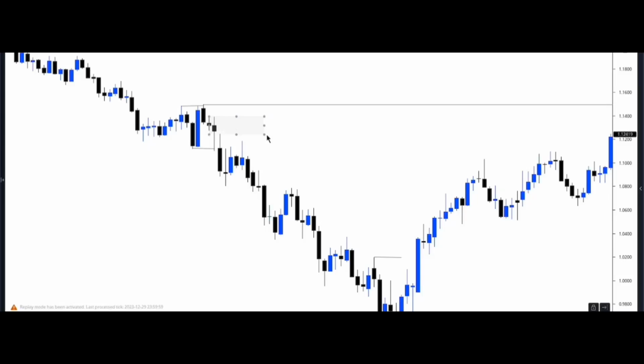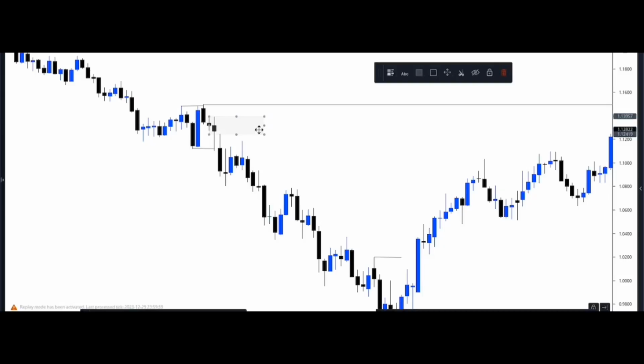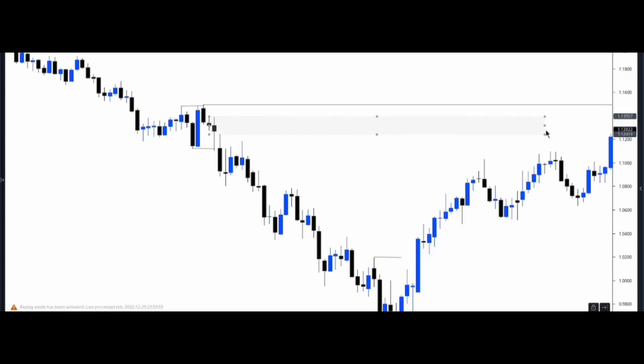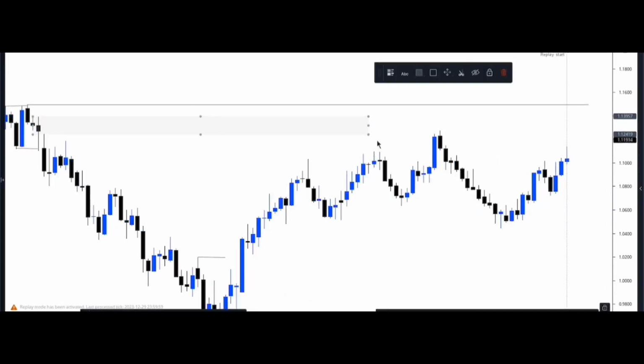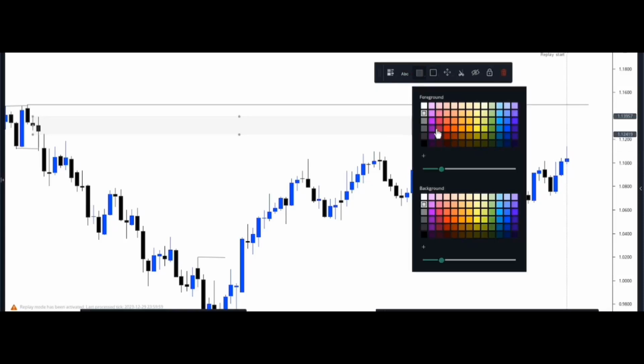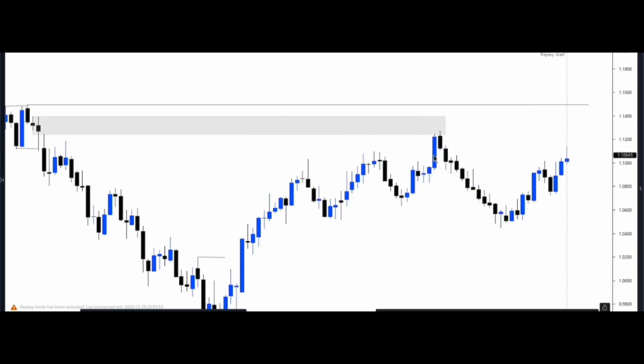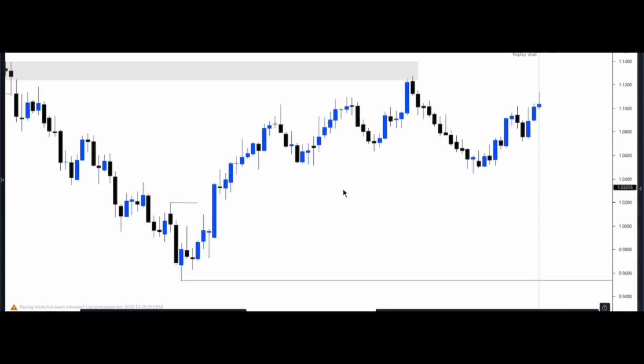Okay, so that becomes our OB in the market. In future, if price taps into it, we want to go short from there. So as you can see, price came into that OB and tapped into it before going short. Let me change the color of this to make it a bit brighter for you to see. Okay, so as you can see, price comes into it and taps into it and is going back down now. Why? Because we are bearish.